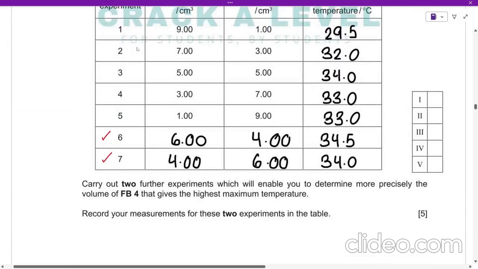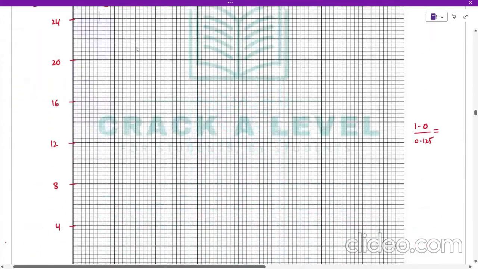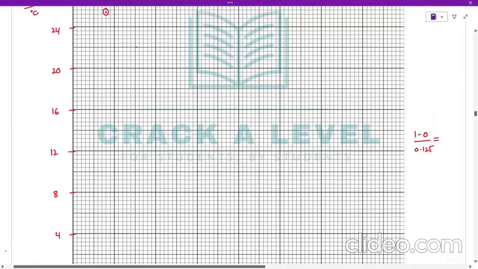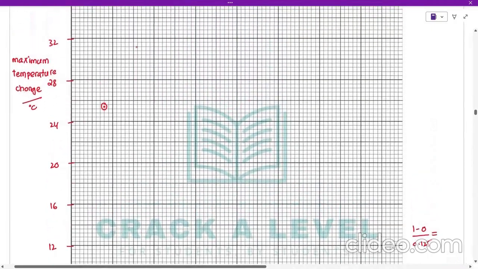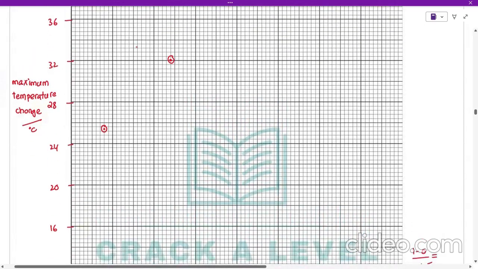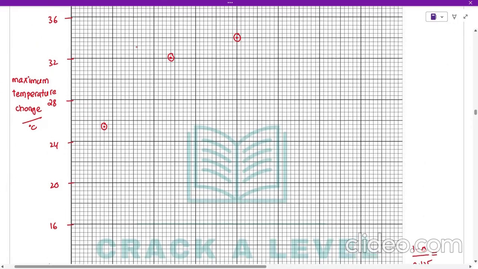Let's check the other ones: 3 and 32, and 5 and 34. For 3 and 32, 3 minus 2.5 divided by 0.125 is 4 places from the 2.5, and 32 is a perfect plot on the y-axis. So this will be the plot. For 5 and 34, 34 is between 32 and 36, and 5 is here. So this will be the plot here.